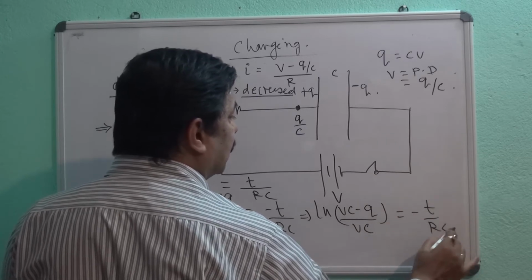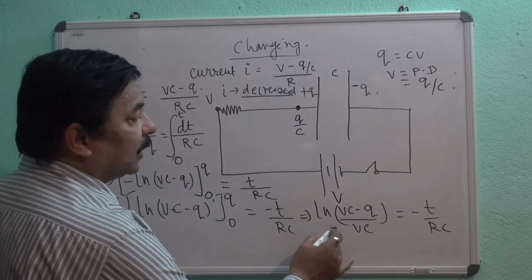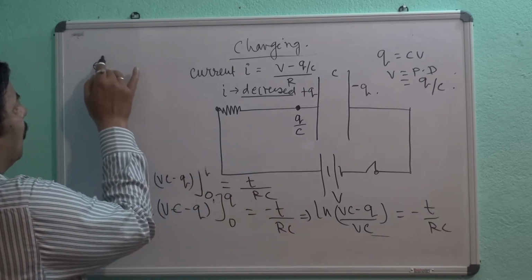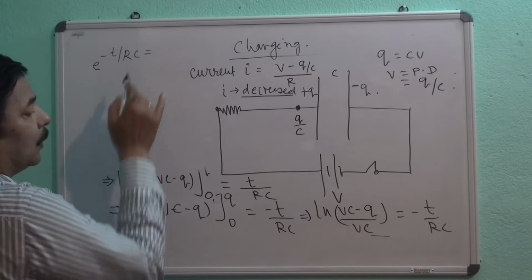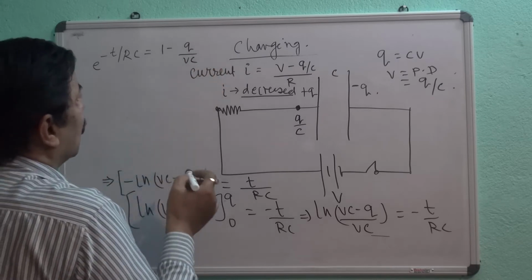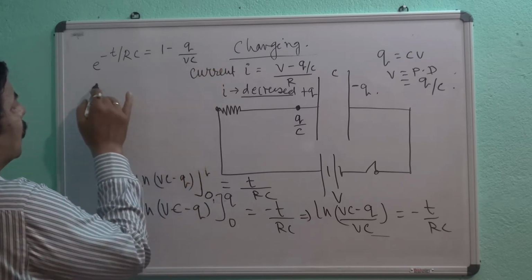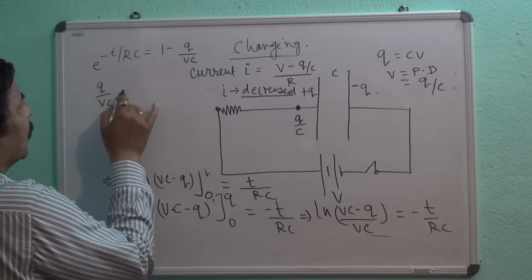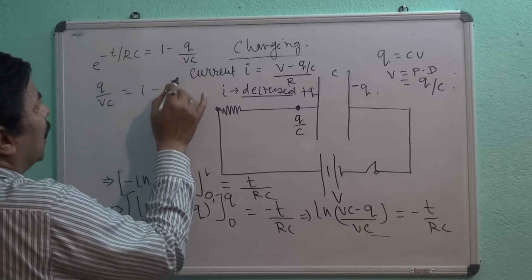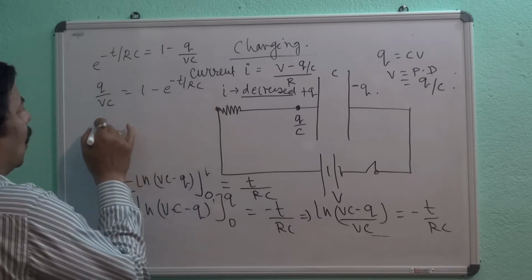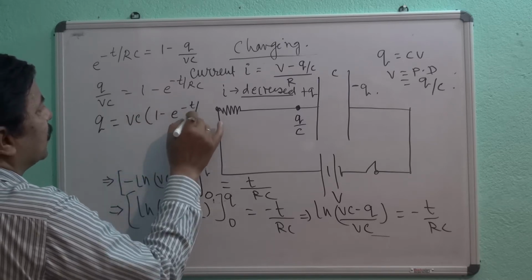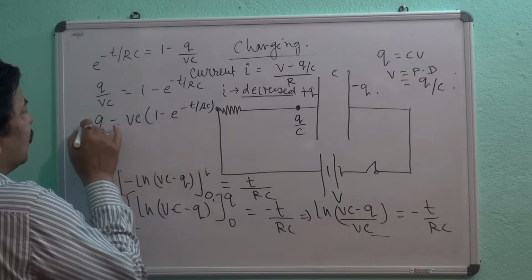Now I have said that here the exponential is there, so it will go into the power. This can be written as e to the power minus T by RC is equal to 1 minus Q by Vc. This can be written as Q by Vc equals 1 minus e to the power minus T by RC, or Q is equal to Vc into 1 minus e to the power minus T by RC.